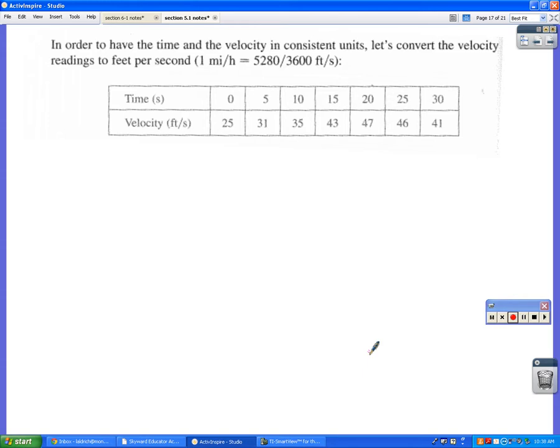Anyway, so this is that table reworked where the velocity is now in feet per second. So now my whole middle column doesn't move.